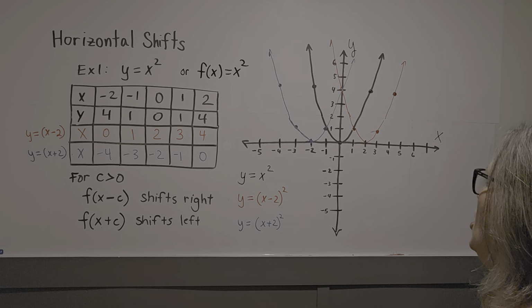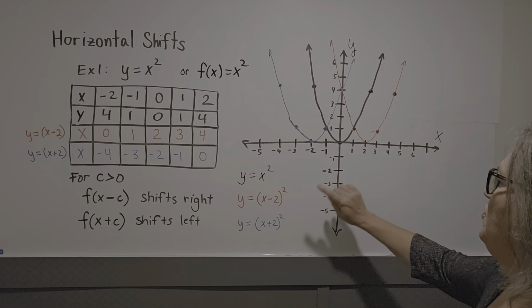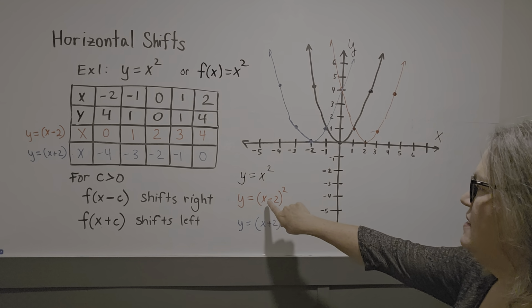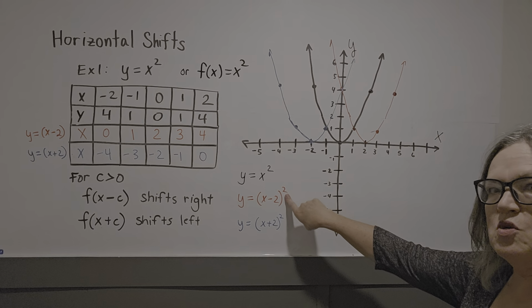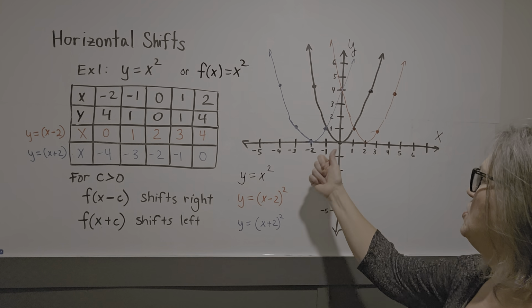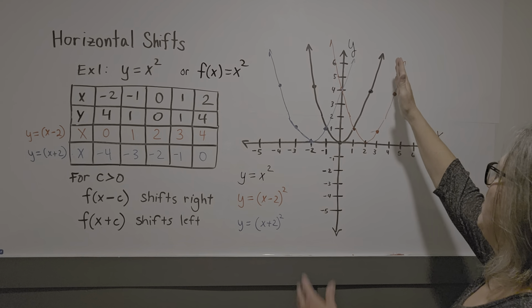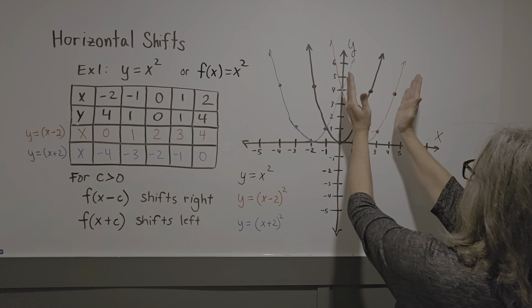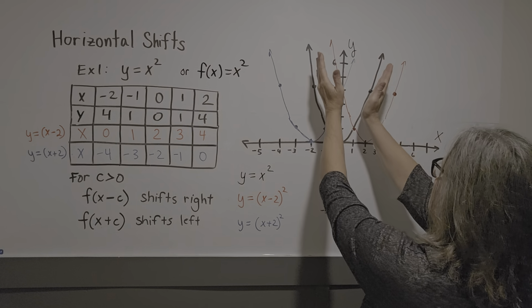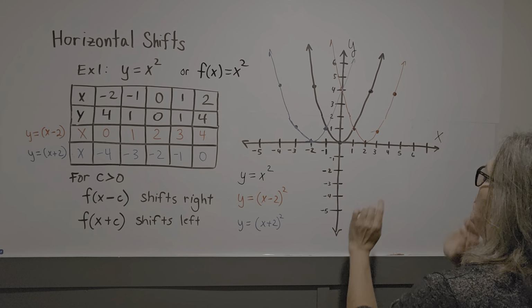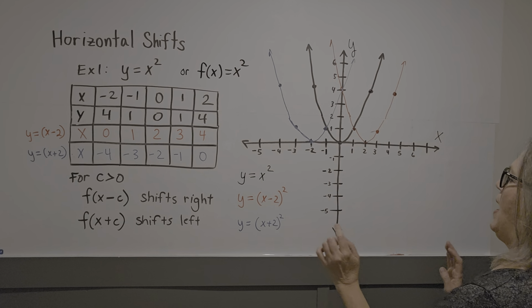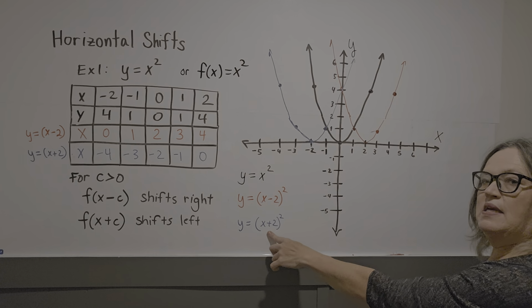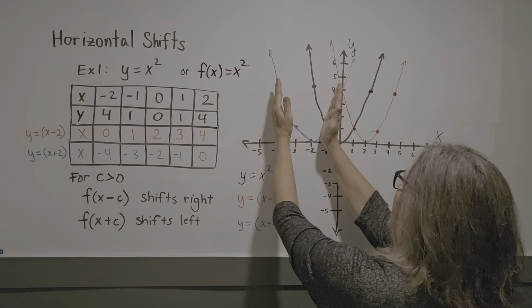So if we subtract 2 inside the function, notice we're inside the square there. If we're subtracting 2, it's going to take the shape of our, in this case, a parabola, and it's just going to move everything to the right by 2 units. And the shape is going to stay the same. You're just sliding it to the right because you're subtracting 2. And when you add 2 on the inside, you're going to shift to the left.